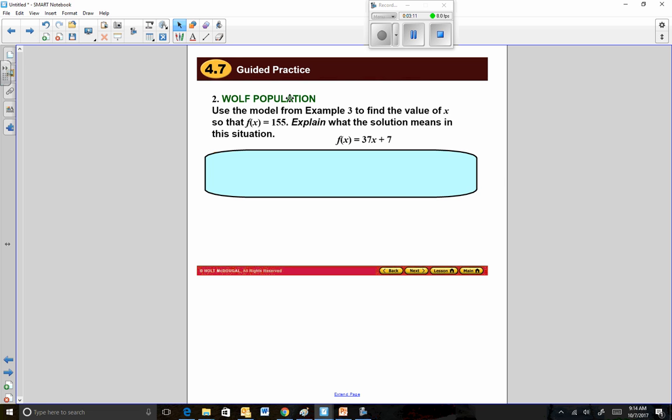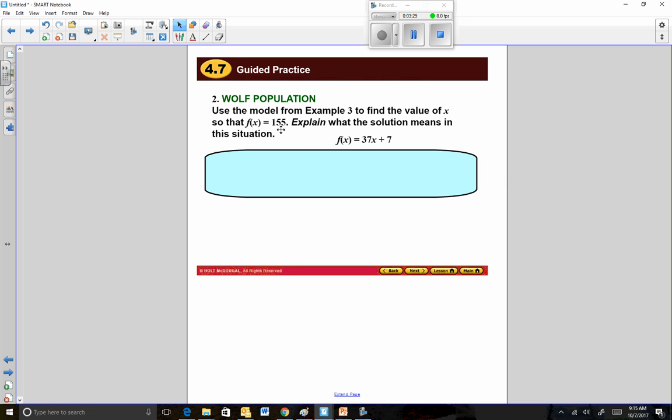Okay. Let's have you try this one. Use the model from example 3 with the wolves to find the value of x so that f of x is 155. So if f of x is 155, you know what to do. Place it in there. Pause your videos and give it a try.